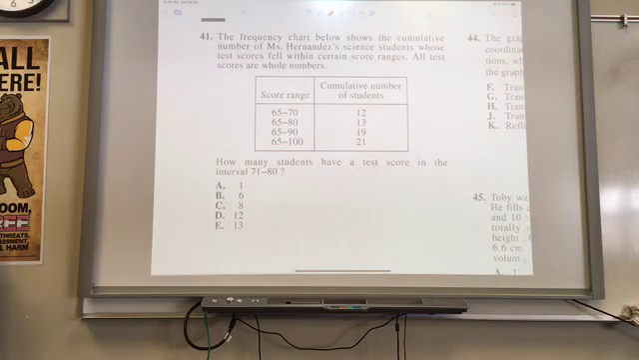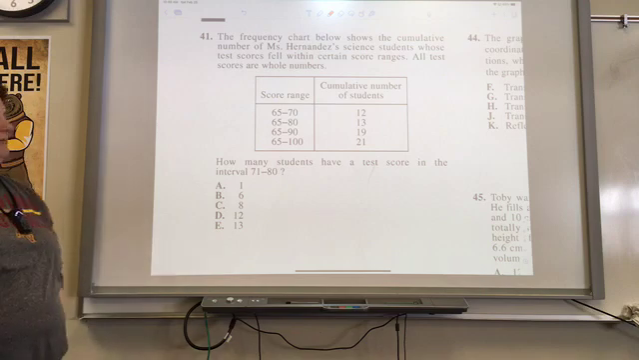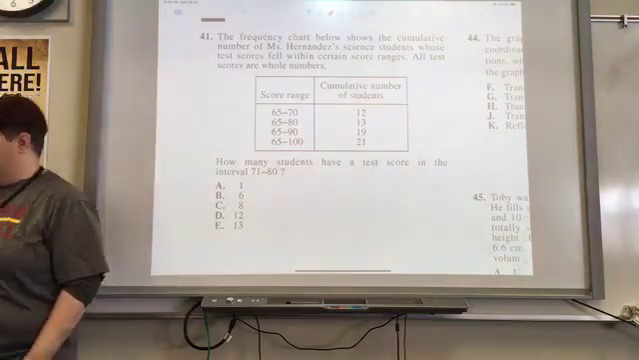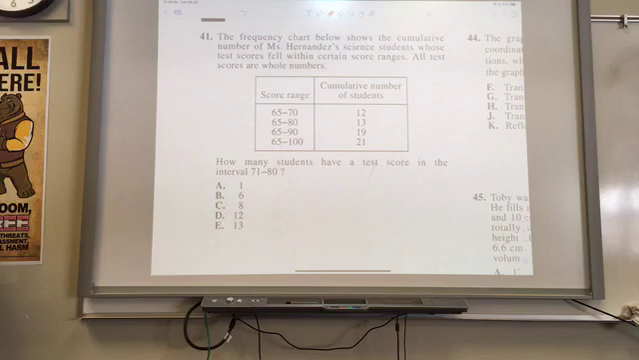41, this one's not too bad. A lot of these questions are very doable, reading charts, graphs, whatever. Take a minute and see if you guys can do 41. Think about what it's saying, okay?